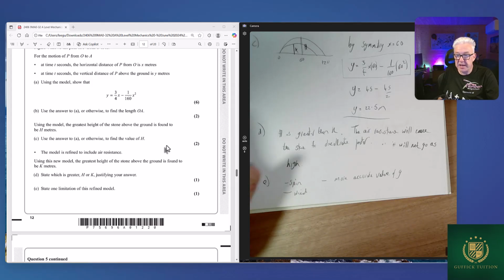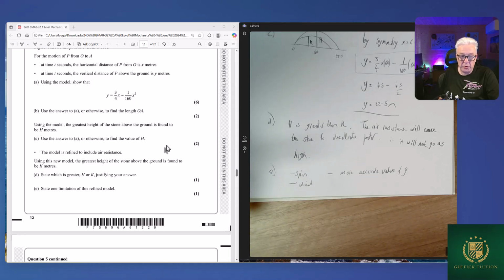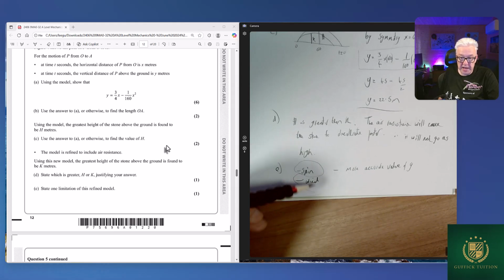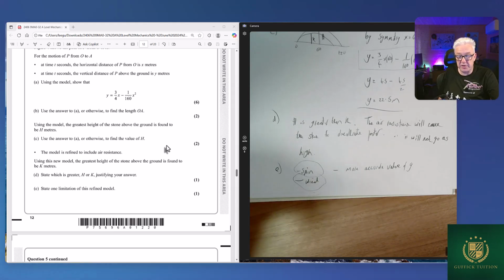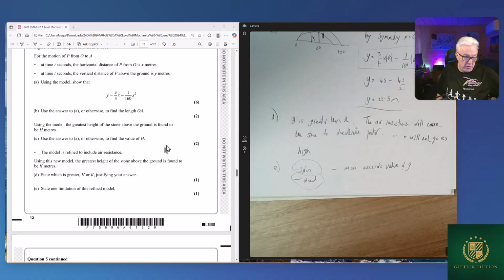And then finally, state one limitation of the model. Pretty much, there's loads of things we could have. We could just say a limitation of the model is that spin on the ball has not been taken into account. The effects of wind have not been taken into account, and notice that wind is different to air resistance. And then finally, we could use a more accurate value of g. And you could also say that the model assumes that the ground is horizontal, and it might not be. So I think they're pretty generous on that last particular mark.